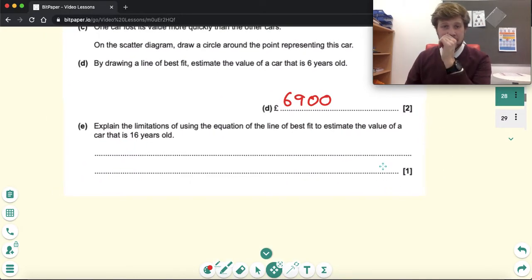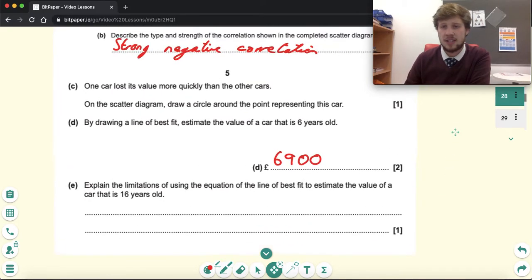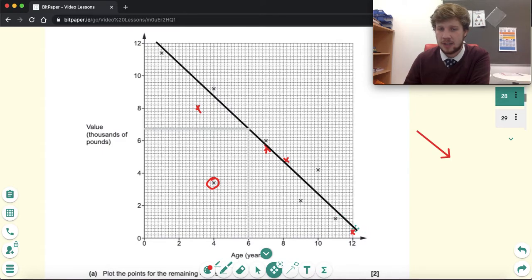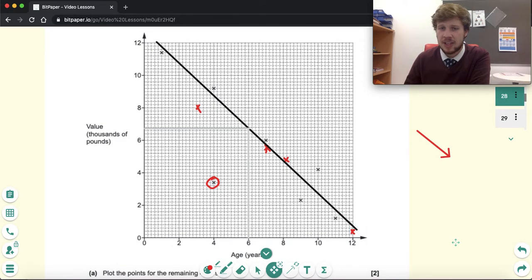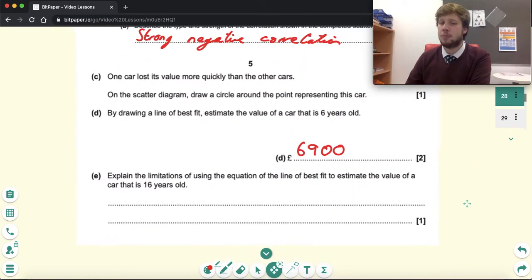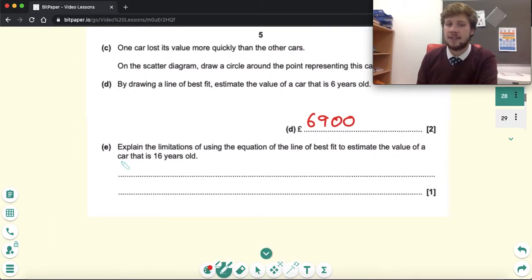Explain the limitations of using the equation of a line of best fit to estimate the value of a car that is 16 years old. Well, if I carried on my line of best fit to 16, which would be over here, my value would be negative, and that would not be appropriate for this scenario. So I'd have a negative value, which is not appropriate.